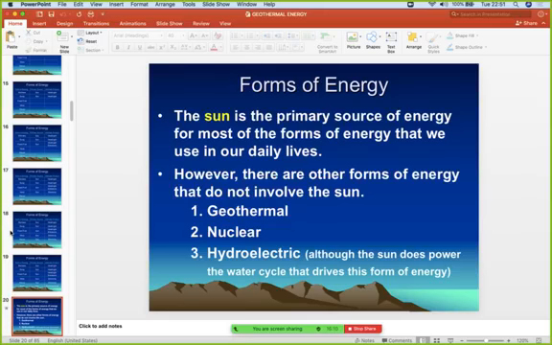However, there are other forms of energy that do not involve the sun. These are geothermal. Of course, geothermal are composed of the fossil fuels also. But since they are not involving the sun, they are the exception. We have the nuclear. So it's not about the sun. Hydroelectric, although the sun does power the water cycle that drives this form of energy. So it is the sun that drives power to the water cycle. Okay?